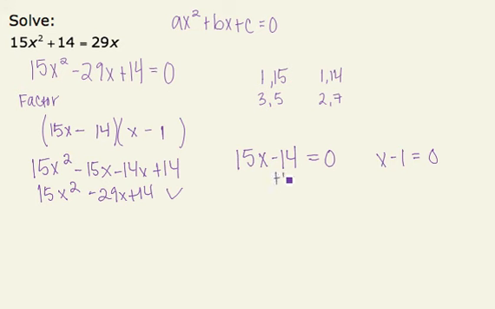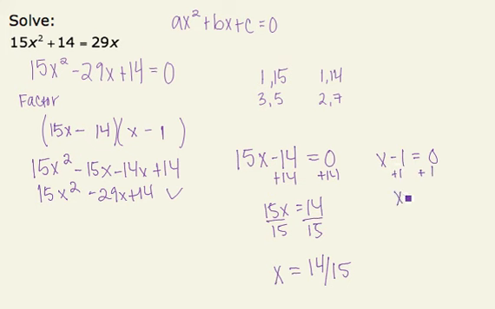Well, in the first case, I need to add 14 to both sides and divide by 15 to get that x equals 14 fifteenths. And on this side, I just need to add 1 to get x equals 1. So I know that x equals 14 fifteenths and x equals 1.